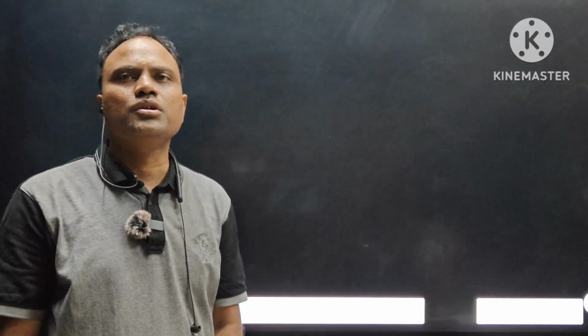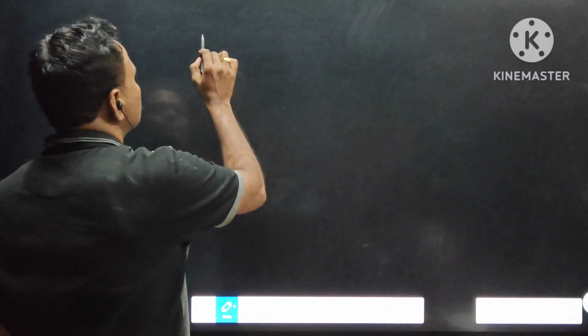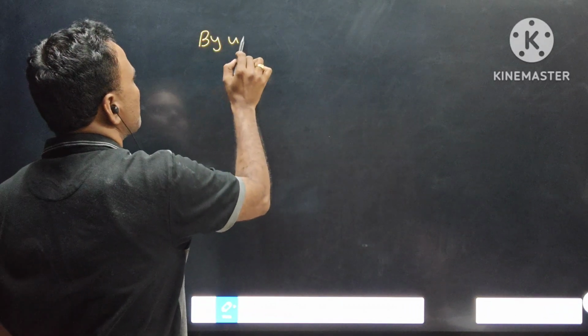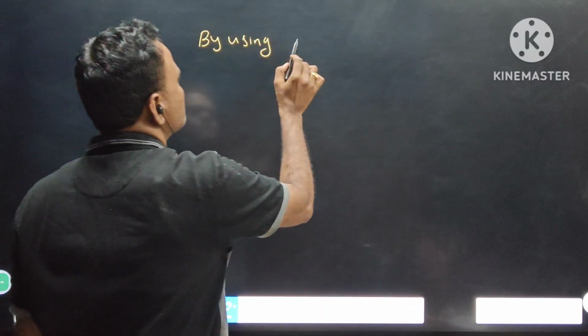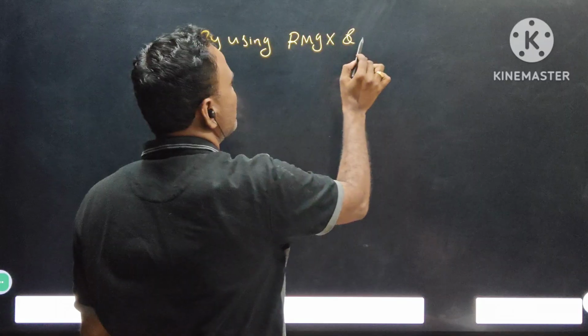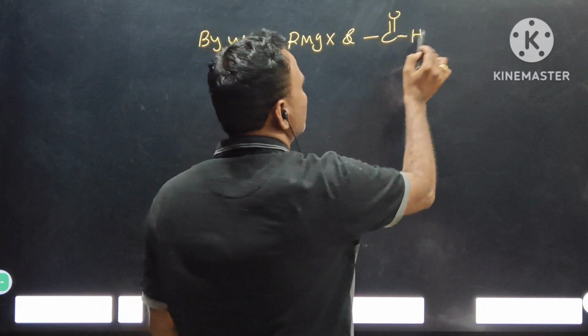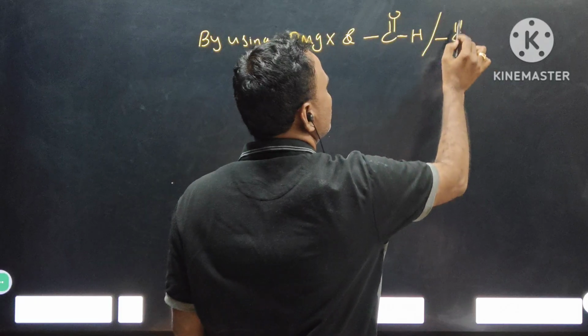Next preparation method, by using Grignard reagent and carbonyl compounds. Most important preparation method. Next, by using RMgX, Grignard reagent, and a carbonyl compound, aldehyde or ketone.